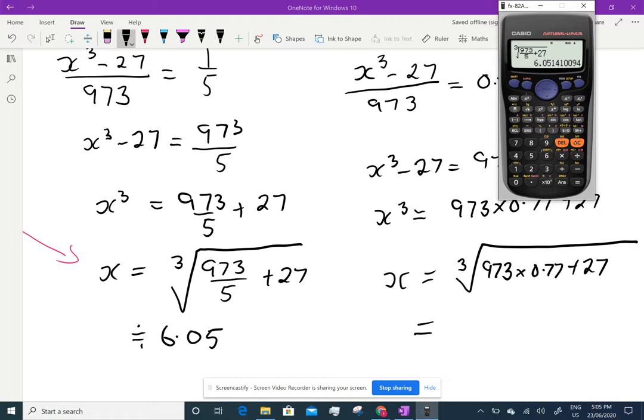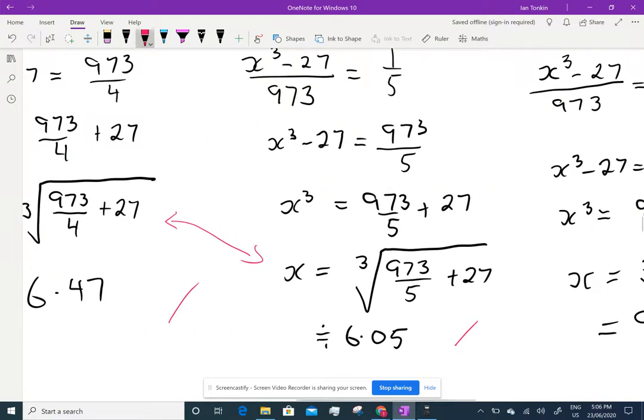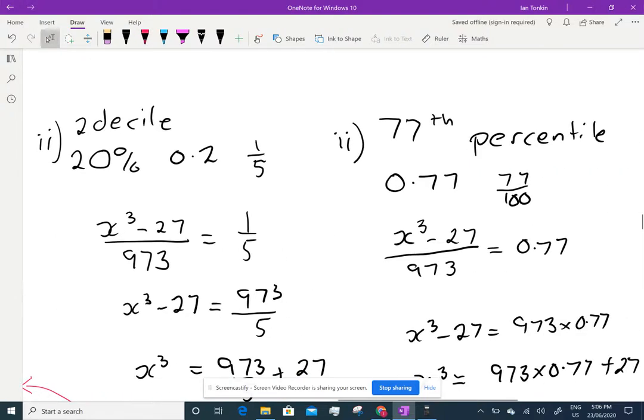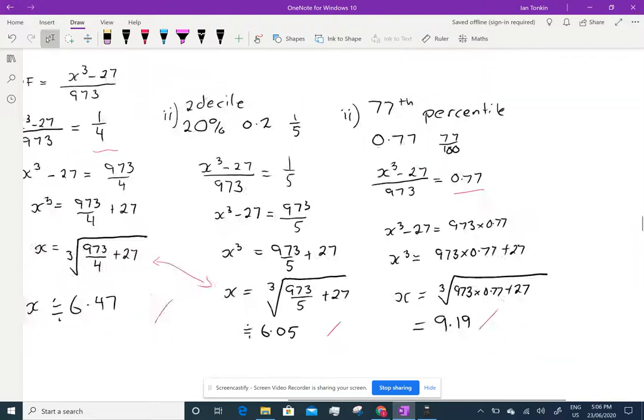Again, calculator work. I'm not going to replay, I'm just going to do a new one. So cube root of 973 times 0.77 plus 27 gives 9.19, which is correct. So if you use a fraction or a decimal, it doesn't matter. Just be good with your calculations.